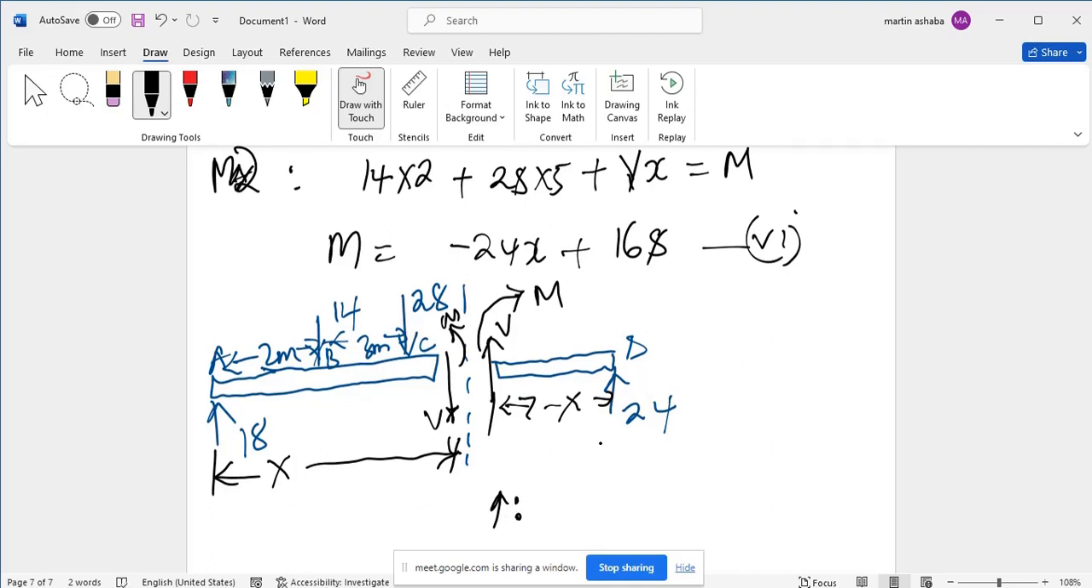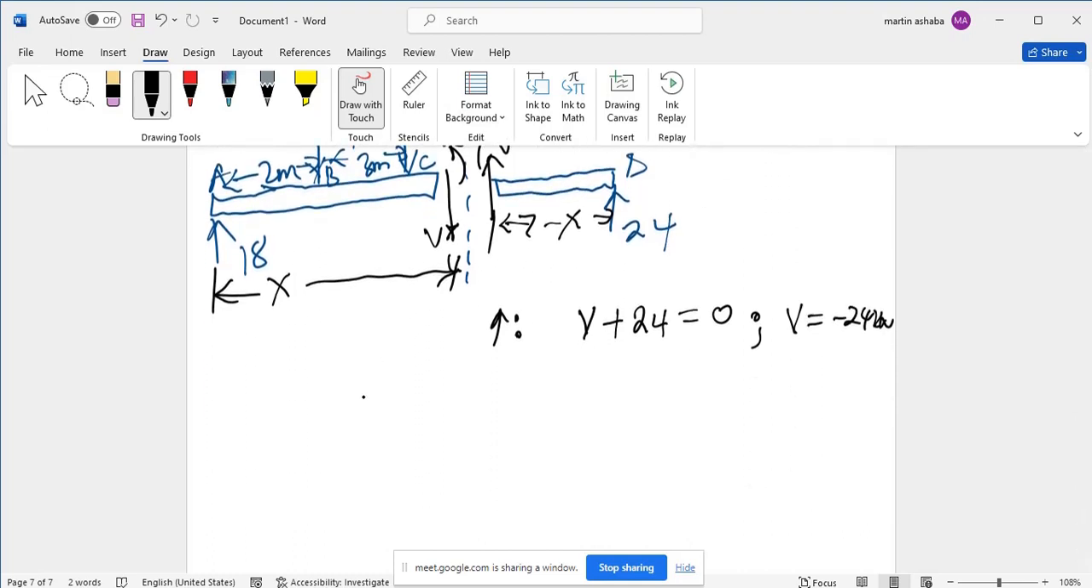The upward forces being positive, we shall say V, then the other one is also upward, so we add there 24 equaling to 0, meaning that our V is equal to negative 24 kilonewtons, as we have already seen upwards there.